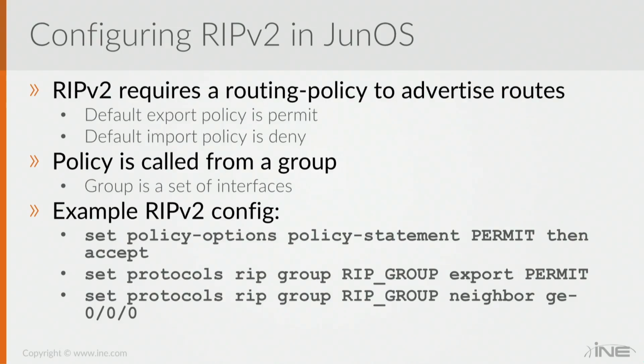Then under protocols, under RIP, we're creating a group. The name here in this case is RIP_group. We're saying to export the routes as permit. So actually, that should be swapped around. Export as deny and import as permit. And we can see this if we were to, let's take a look at our topology here.